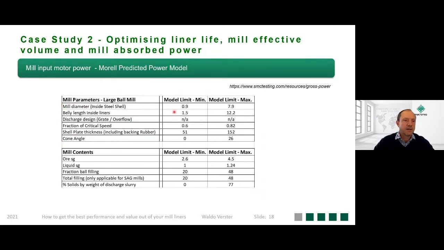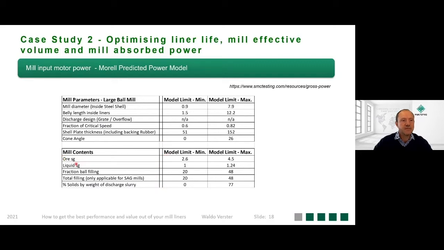Let's look at the input variables required to estimate the motor input power. Mill diameter, you can see here on the right hand side the limits of this model. I'm not going to go through each limit. The effective grinding length of your mill, that will influence the input power. Whether it's an overflow discharge or a grate discharge, that will also influence the absorbed power. Fraction of critical speed, your liner thickness and the geometry of your feed and discharge. On the mill content side, and here I can say that these variables influence the absorbed power to a lesser extent. So important to get these exactly right. And then this doesn't play a very big role on the absorbed power.